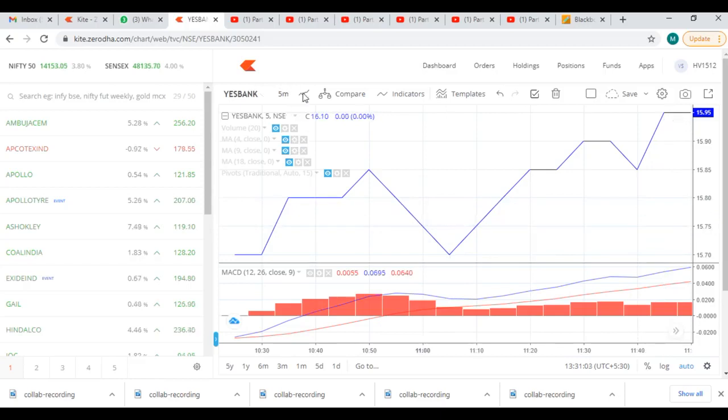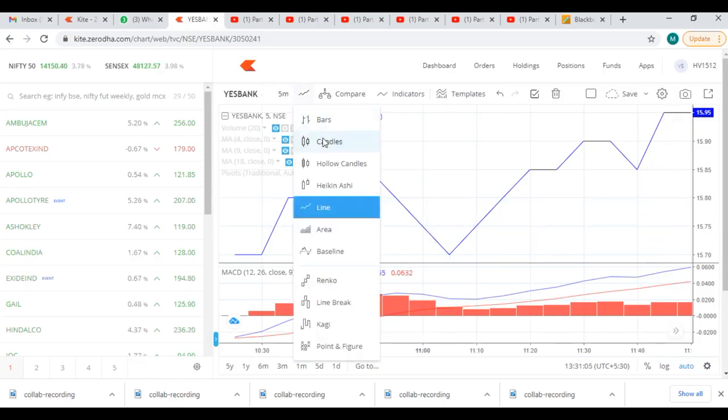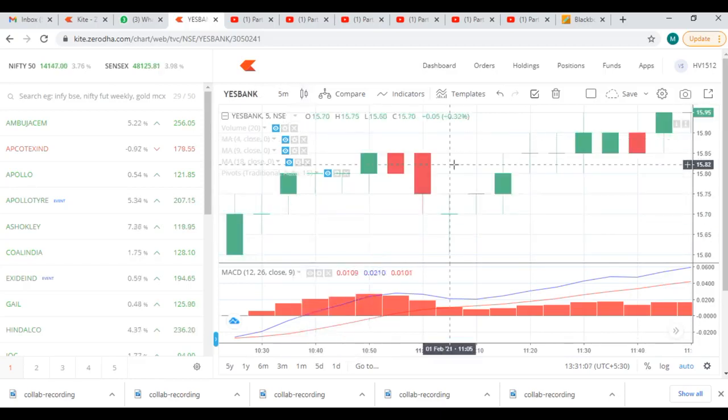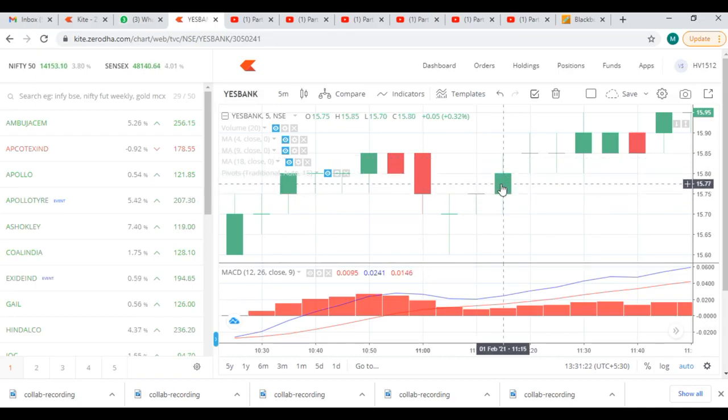So this is the reason why I prefer the candlestick chart, and moreover the candles explain that in this 5 minutes the prices were falling down because it has a red candle here, and in the next candle the prices moved up because it is showing a green color. So green color means the prices went up and red color means the prices fell down.